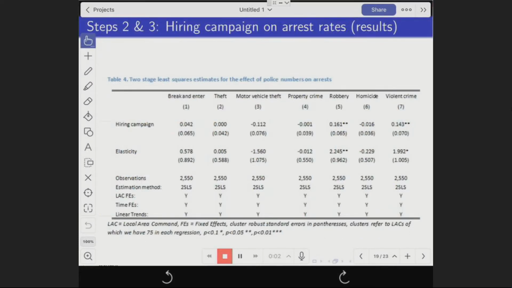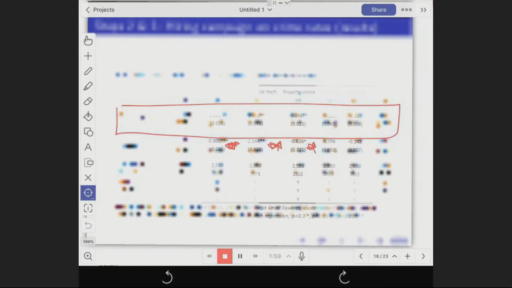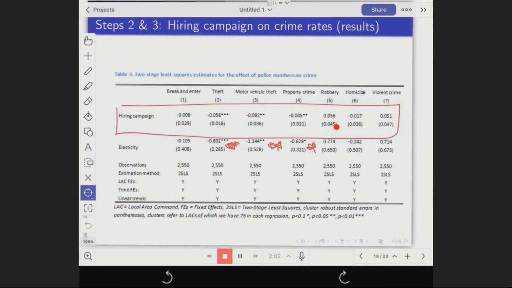Okay, so the table looks exactly the same, but now we're just looking at arrests. We can see that during the hiring campaign, arrest rates did not significantly change for any crime category, with the exception of robbery. In fact, it looks like arrests for robbery went up, and that's what's driving this violent crime change.